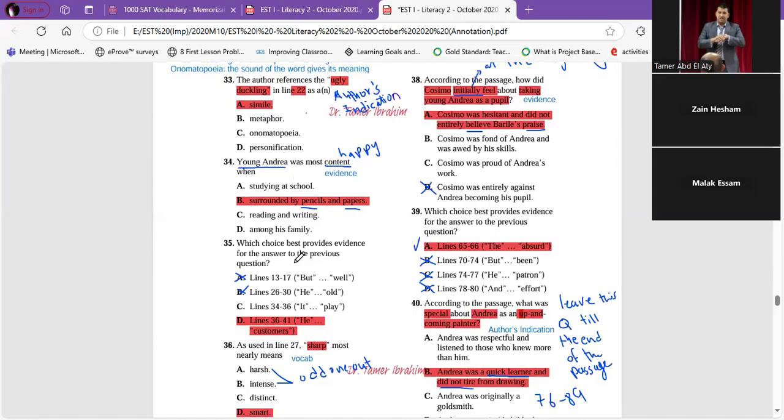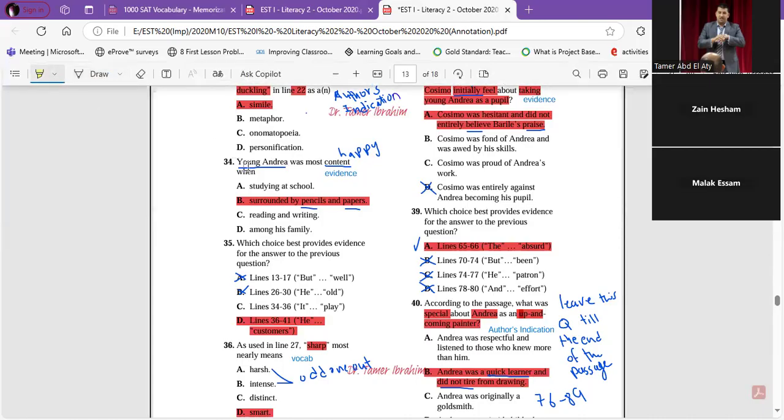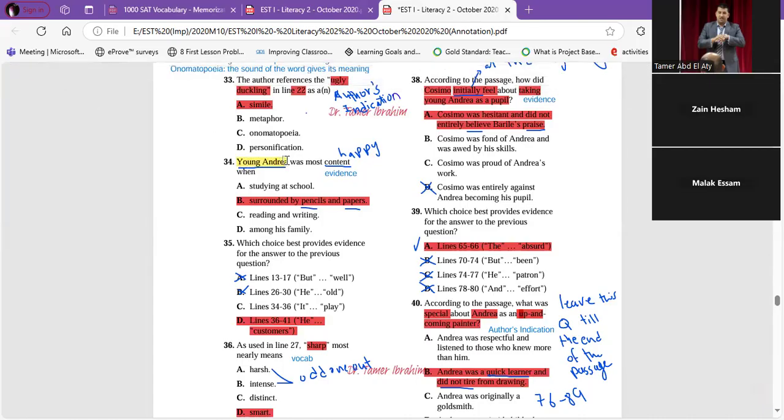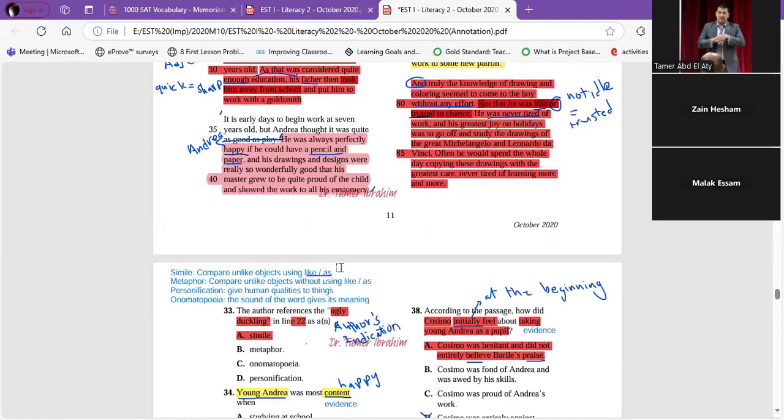34 and 35. It's with Malik, 35. Malik, in 34 he got it right, but in 35 he didn't get the evidence right. He said young Andrea was most content when I need something. These are the key words now. Young Andrea was content. Content means happy. When? Let's look at from 13 till 17, from but till well.